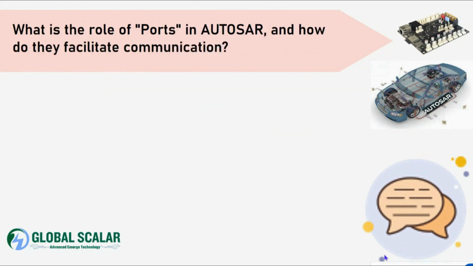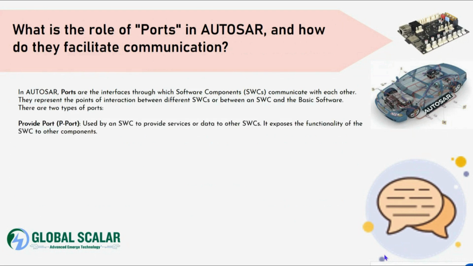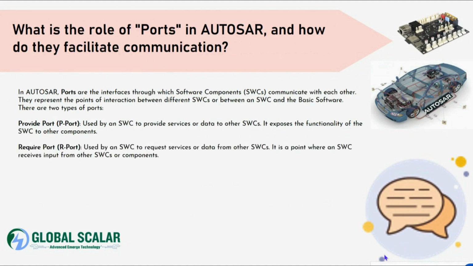What is the role of the port in AUTOSAR? How do they facilitate the communication? In AUTOSAR, ports are the interfaces through which the software components communicate with each other. They represent the point of interaction between different SWCs, or between a SWC and the basic software. There are two types of ports. Provider port, P-port, is used by an SWC to provide services or data to other SWCs. It exposes the functionality of the SWC to other components.